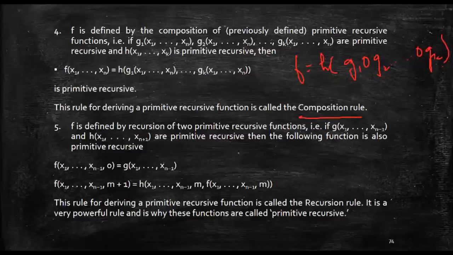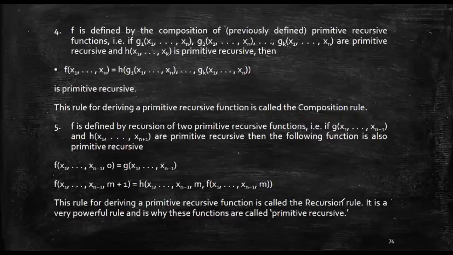Now after that, f is defined by recursion of two primitive functions. That is, if g and h are primitive recursive, then the following function is also primitive recursive. Okay, and this rule is called the recursion rule, or it is also known as the primitive recursive rule. Now based on this, we will see an example.